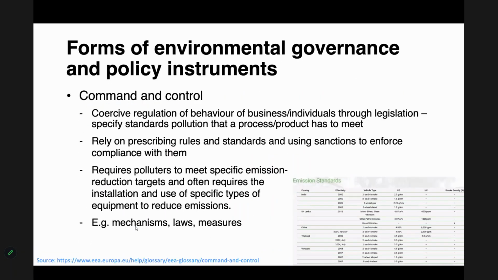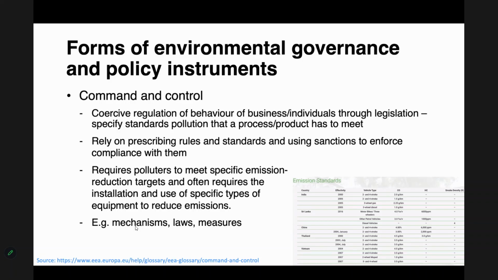So these are basically the coercive regulations of behavior. The government imposing a law or a mechanism. So they're forcing businesses and individuals through legislation to do something. Basically what these laws will do is set a certain rule or a certain standard.